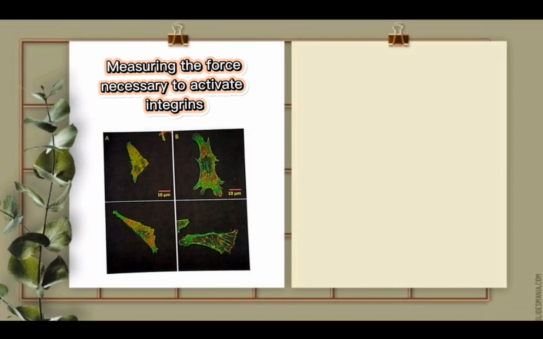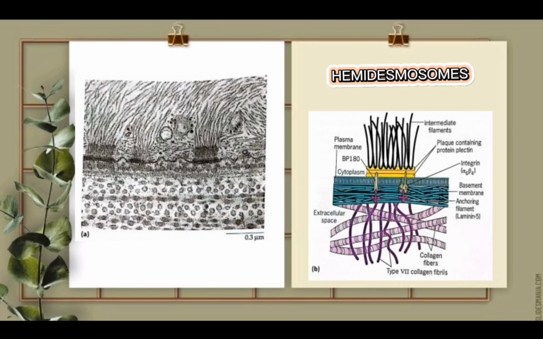And when tethers with a rupture strength of 43 piconewtons were used, the integrins were not activated and the focal adhesions did not form. However, tethers with a rupture strength of 56 piconewtons resulted in integrin activation, as seen through the formation of focal adhesions. Okay, so now we are here at the last part of my topic, which is the hemidesmosomes.